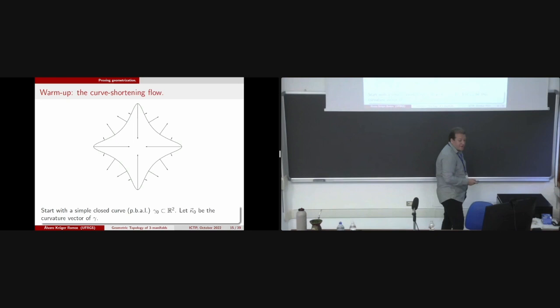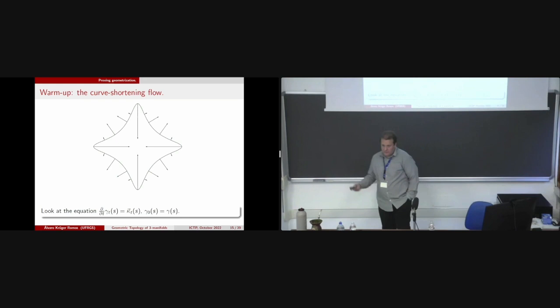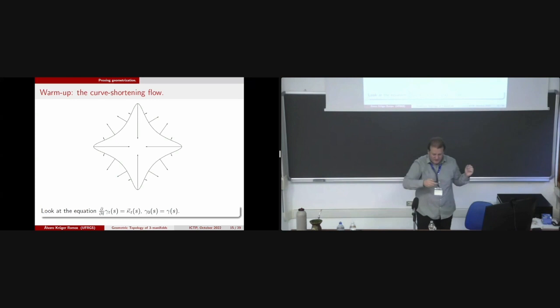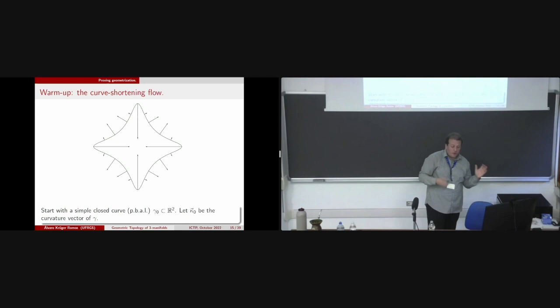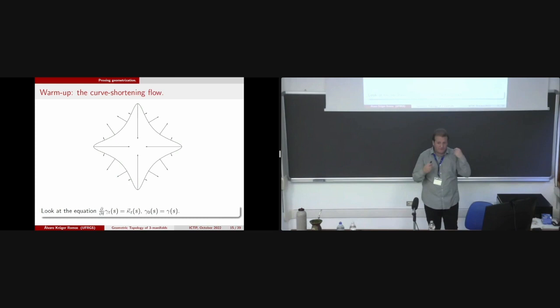Now you want to look at this equation: the derivative of a family of curves. Remember, you think of this curve as gamma zero. So you will look for deformations of this curve, with a parameter t, gamma t. s will be the arc length of the curves, and t will be which curve you are in. The derivative with respect to t of gamma t of s is equal to the curvature vector of the curve gamma t at that point, with initial condition gamma zero of s equals gamma zero of s.